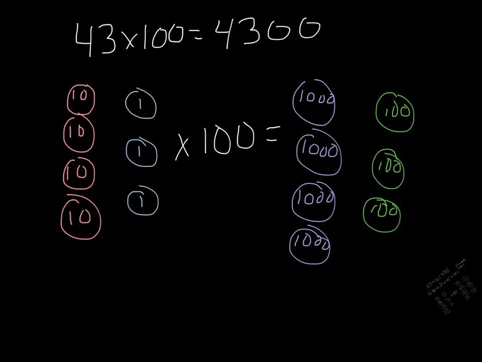So let's review that real quick. If we do 43 times 10, we add 1 zero because we're multiplying times 10. If we do 43 times 100, we add 2 zeros. And I bet by now you've probably got a good idea what would happen if we multiplied times 1,000. But let's practice just in case.